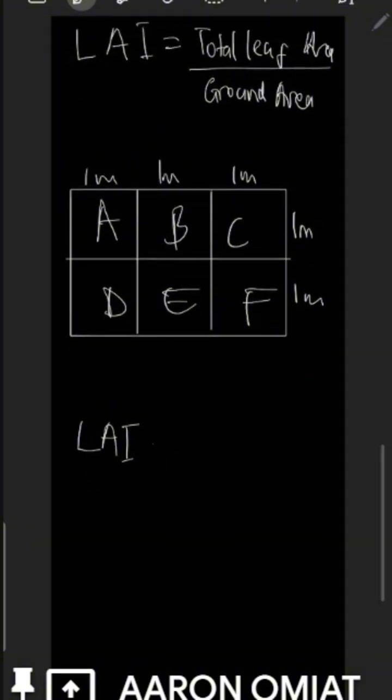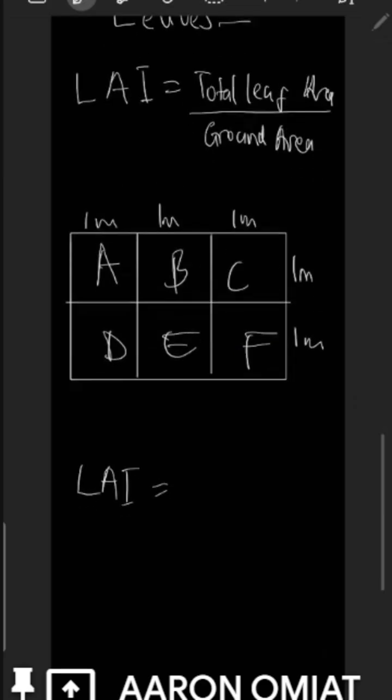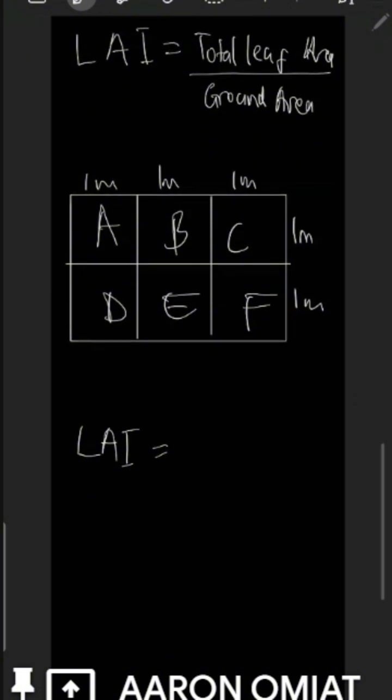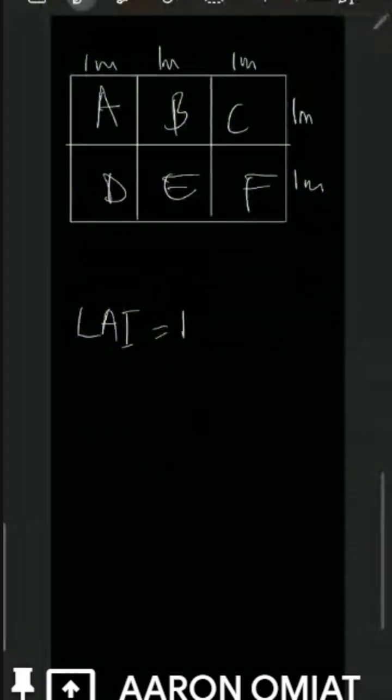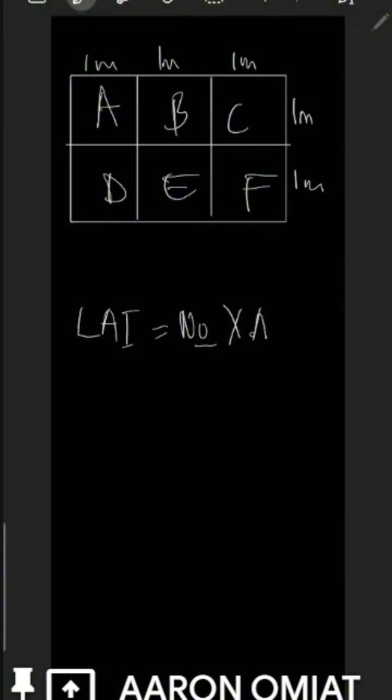Okay, leaf area index, since it's a ratio, it is the same whether you calculate for area A and B, or the whole field, as long as the conditions are uniform for growing. So for leaf area index, we shall go ahead and get the number of leaves times average. Let me write it maybe more clearly.